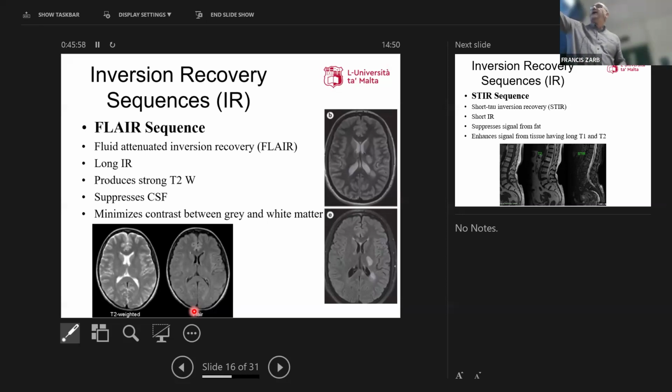So it suppresses CSF and minimizes contrast between gray and white matter. This is a standard spin echo T2 weighted sequence. This is a T2 weighted sequence compared to a FLAIR sequence. This is a FLAIR sequence as well.